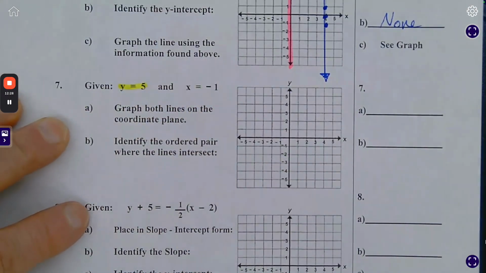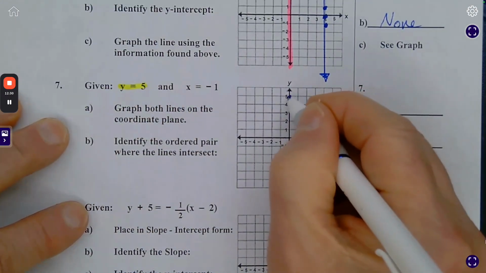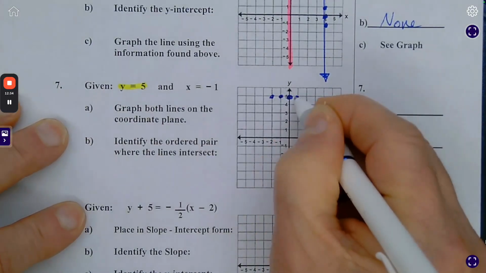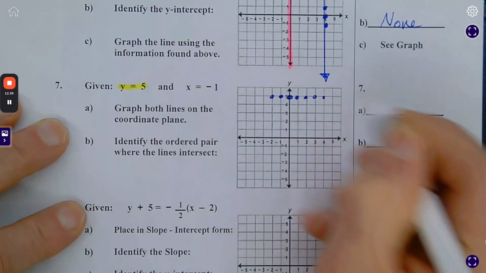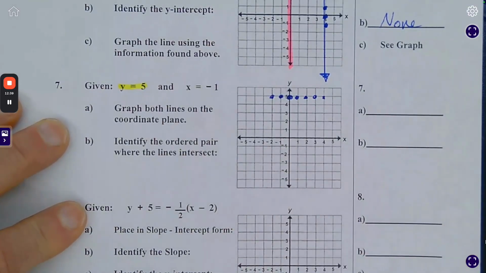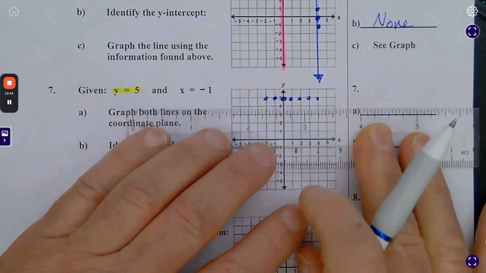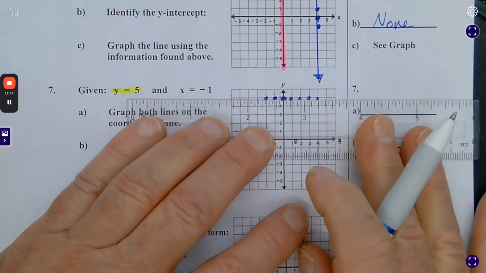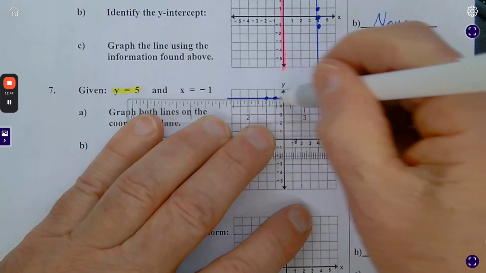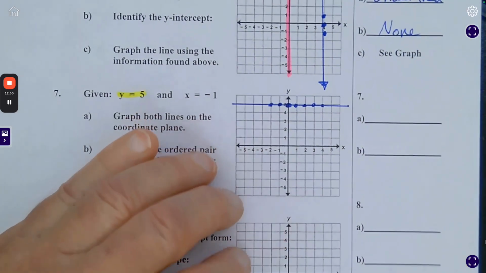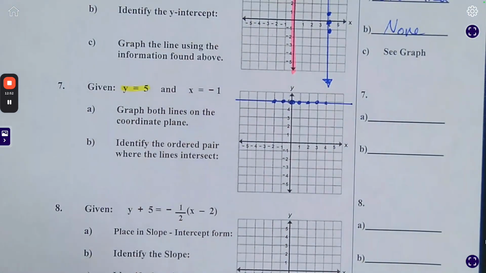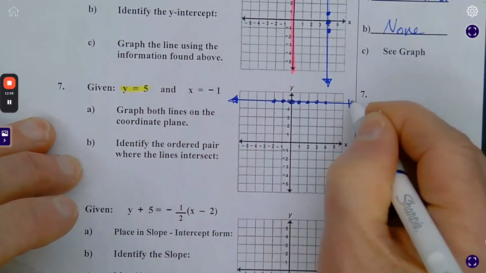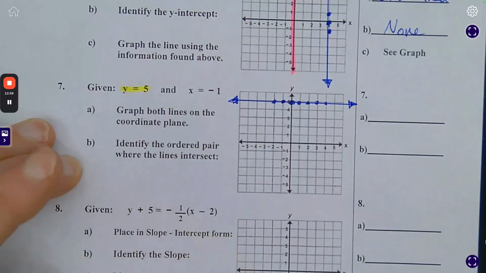Y equals 5. I'm going to do a little shortcut. I'm going to go where y is 5. And what do I know about the line y equals 5? I know that every y value must be 5. So every one of those ordered pairs is a y value of 5. Horizontal line when it's y equals. If you have notes, you need to learn to use your notes wisely. That's a really big key to learning, is the ability to extract information from notes and apply it.